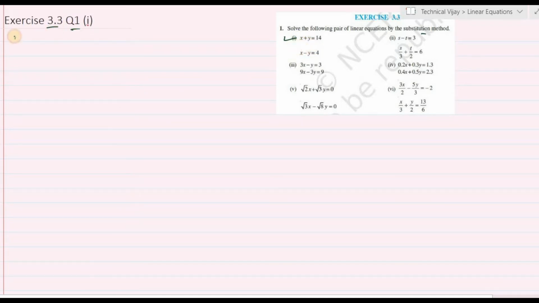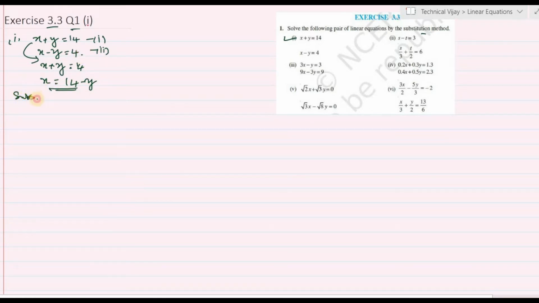So we will take the first one, that is x plus y is equal to 14, and the second equation will be x minus y is equal to 4. This is equation number 1, this will be equation number 2. First we will take any one of the equations, x plus y is equal to 14. So x can be written as x is equal to 14 minus y. This y we have sent to the RHS side. So this x value we will substitute in the second equation.